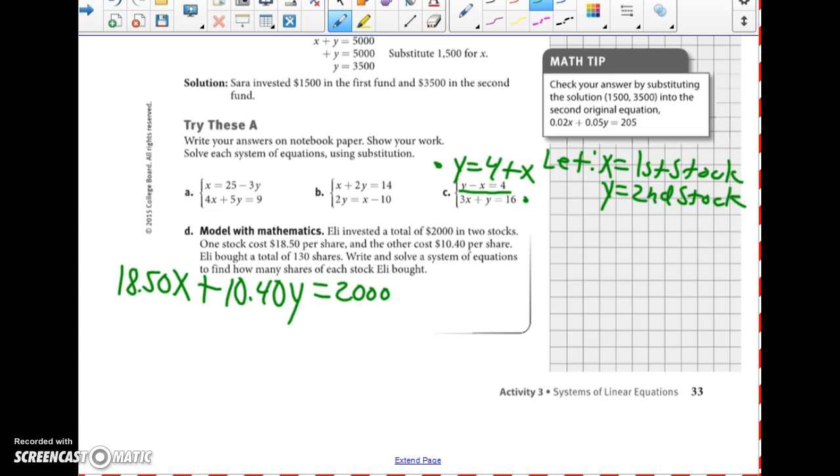Okay, now the second one's easy, right? Because what does it say? Eli bought a total of 130 shares. So how many did he buy? He bought 130 for the X and the Y shares. Look at that, you just wrote a system of equations right there.